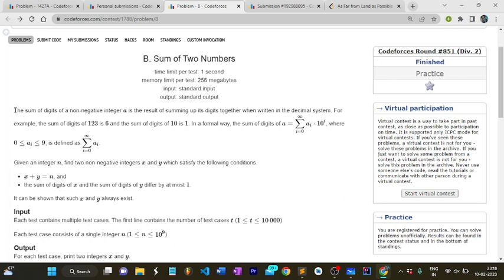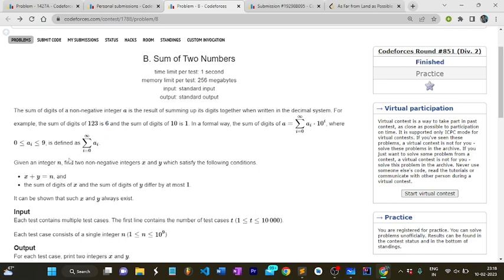The problem statement goes like: the sum of digits of a non-negative integer a is the result of summing up its digits together when they are written in decimal form. So what they're saying here is that, let's suppose we are given a number 123. They have defined the sum of digits as the sum of individual digits of the given number. Like here for 123, we get 3 plus 2 plus 1 equals 6.